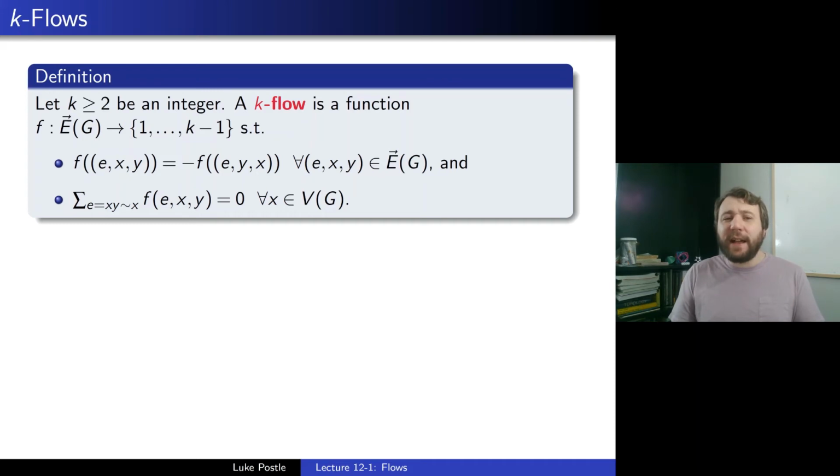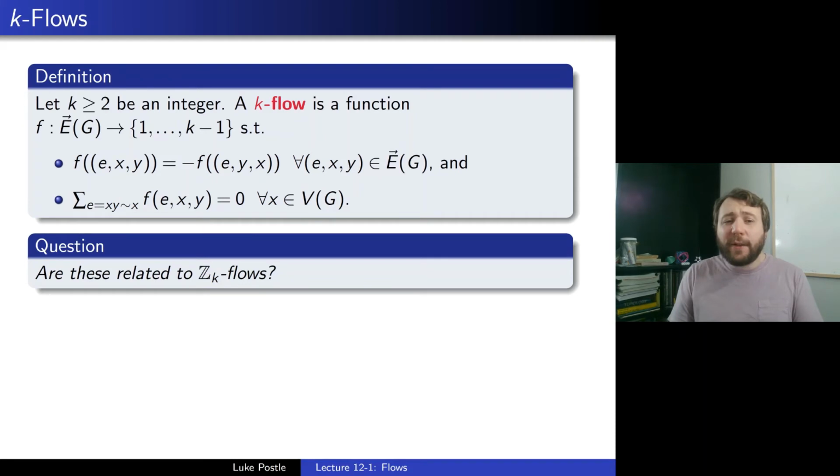And again, the idea is, so then you should also allow negatives. So I mean that at least one of the directions gets sent there, the other direction gets sent to its negative to preserve the value. Okay, so that's what a k-flow is. So it's an assignment of these values 1 to k minus 1 that seem to satisfy the circulation properties and is also nowhere 0. And the question is, are these related to Zk flows, for example?